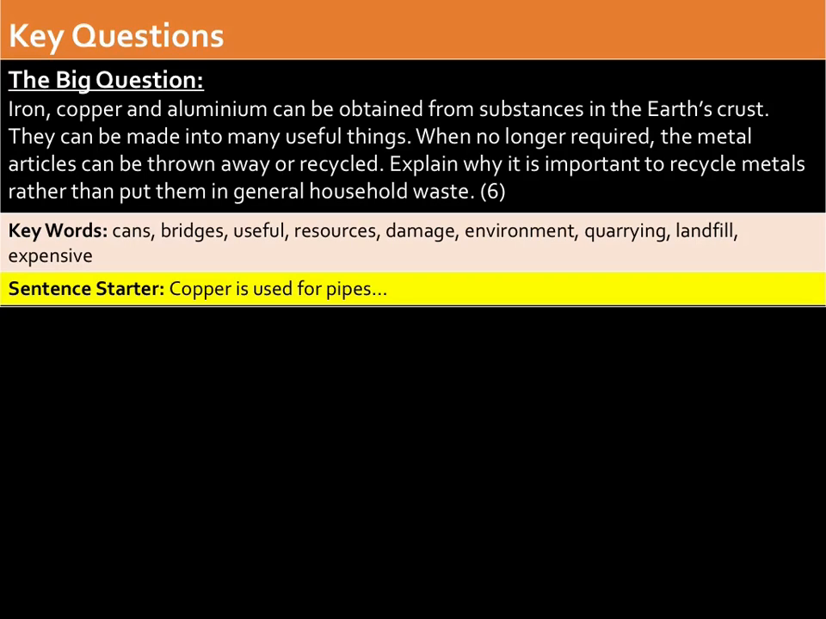We're now going to look at two questions within this topic. The first question is our big question. So we have iron, copper and aluminium can be obtained from substances in the Earth's crust. They can be made into many useful things. When they're no longer required the metal articles can be thrown away or recycled. Our question really here is explain why it's important to recycle metals rather than put them in general household waste. You've got a sentence starter here and some key words. I want you to pause the video at this point and have a go at this question.